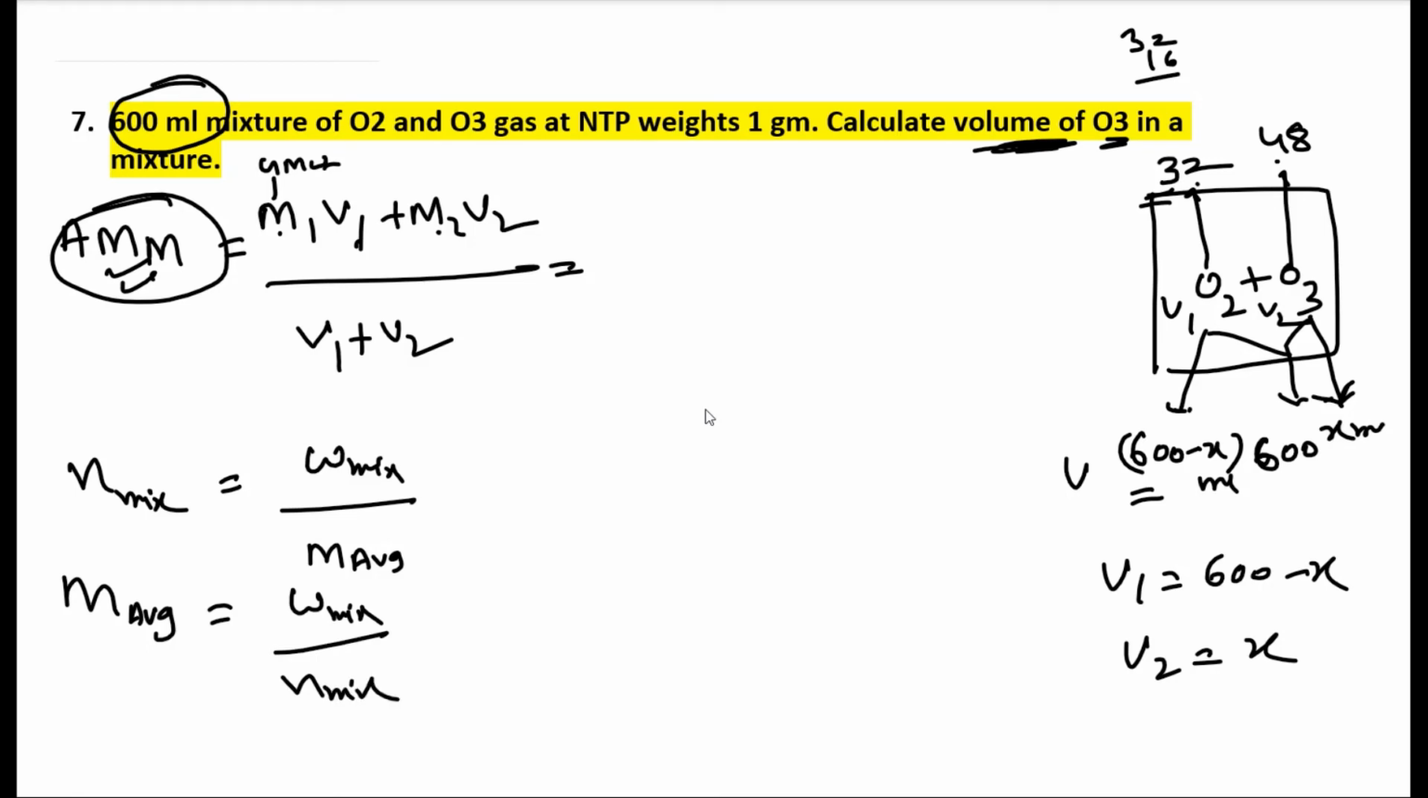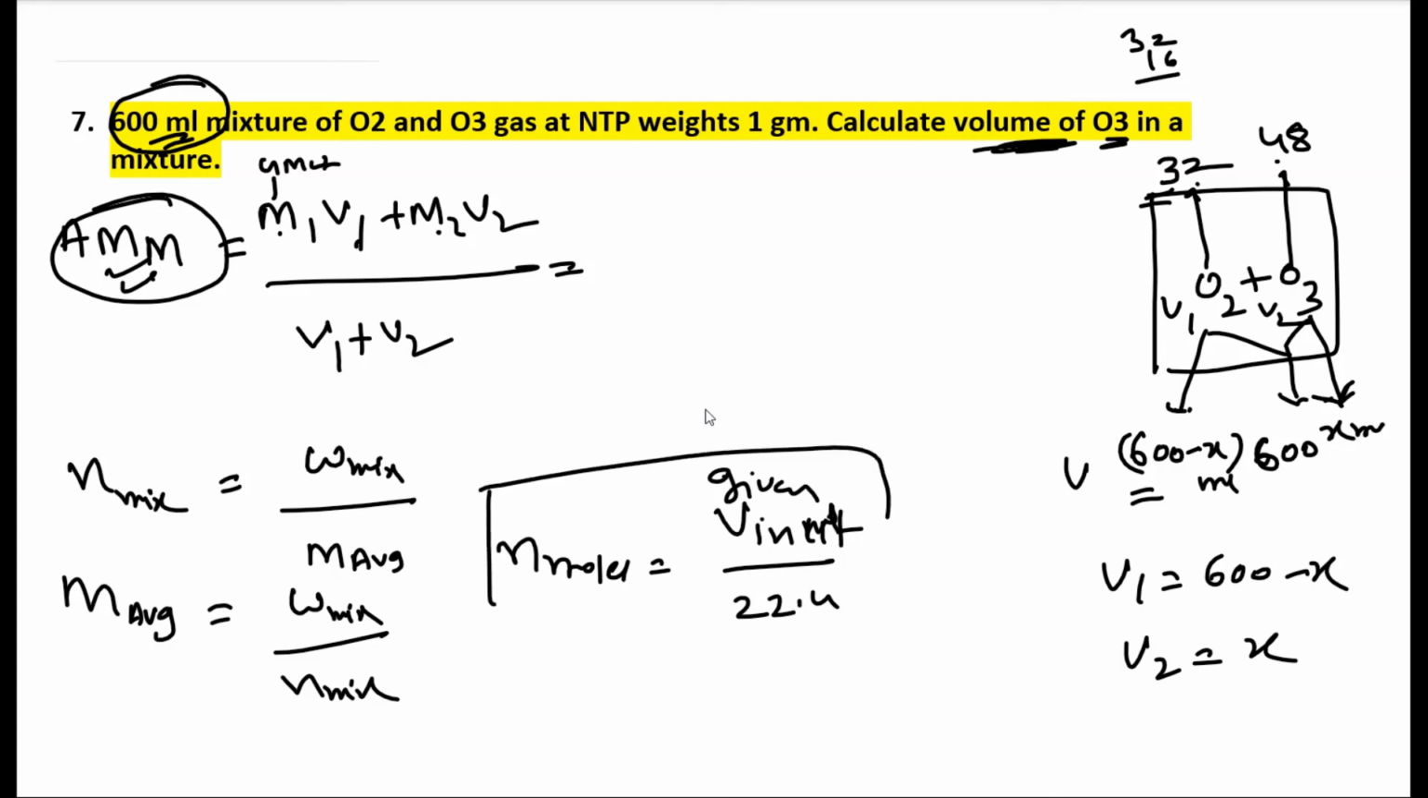Number of moles is equal to, for gases, given volume in liters divided by 22.4 liters. This formula is applicable for gases. So number of moles is equal to given volume in liters by 22.4 liters.